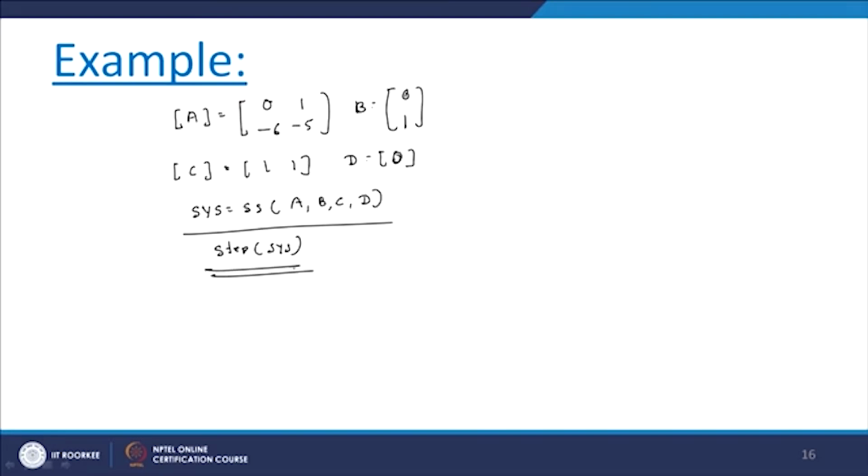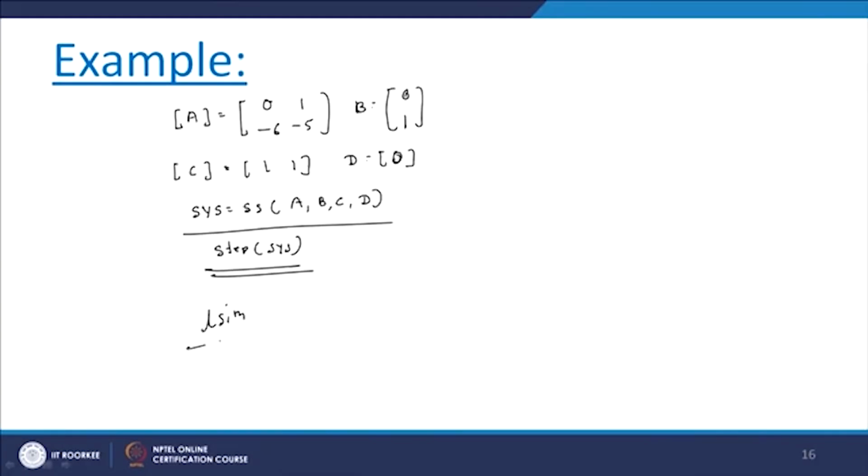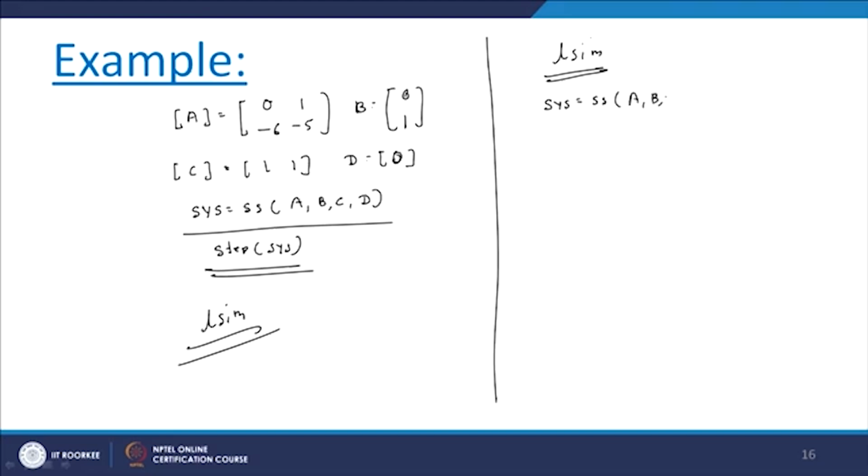Now our main purpose is to use any arbitrary input, and as I discussed earlier, we can use the command lsim. Now how to use it? Here we can write, for lsim, sys equal to ss A comma B comma C comma D, then we have to define some initial conditions. See, the initial condition can be defined as [1 1].